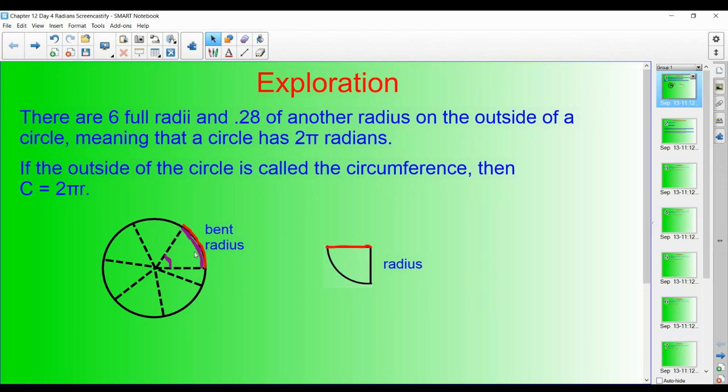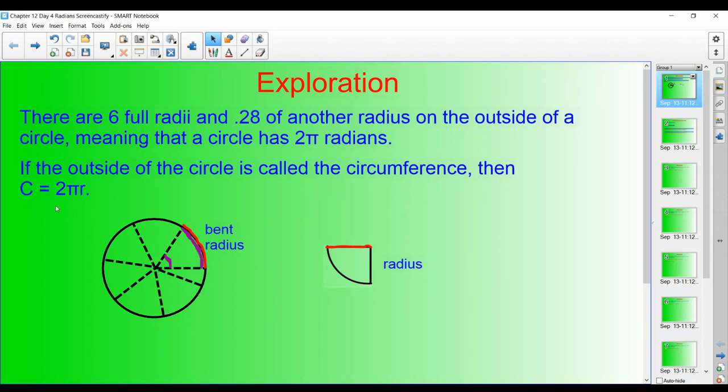And this purple angle is what is matching with this central angle. So this radius angle and this one are the same. So there's 2 pi radii around the full circle. And that's why the circumference formula is C equals 2 times pi times r.